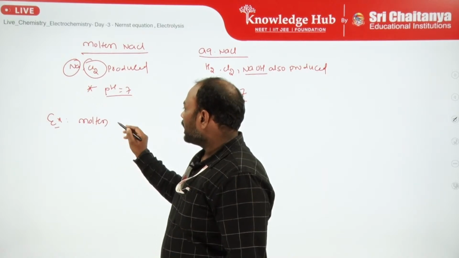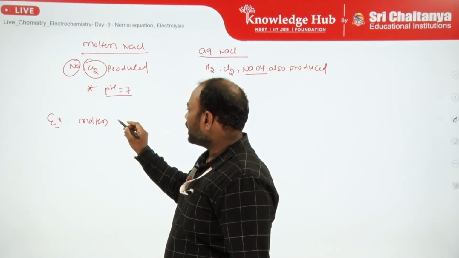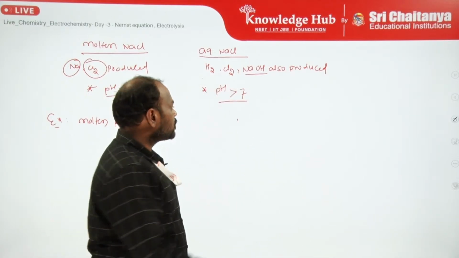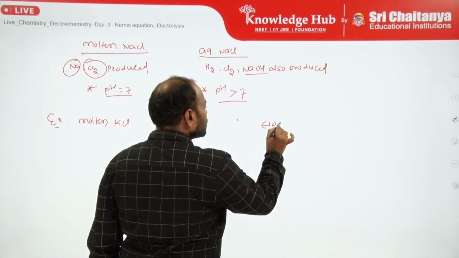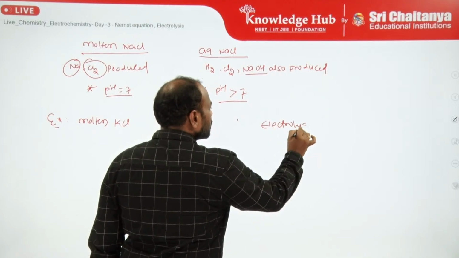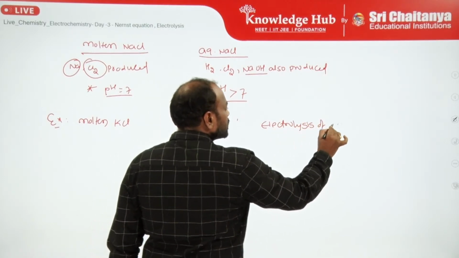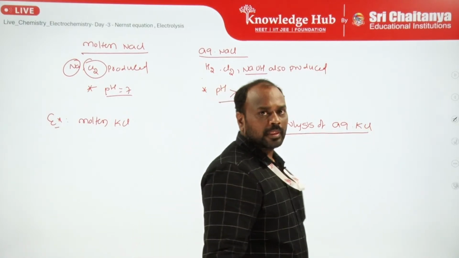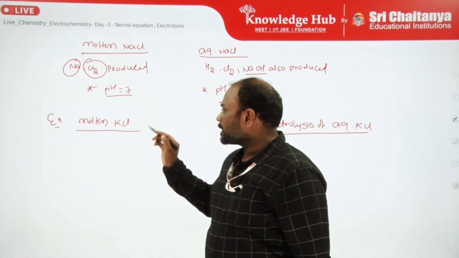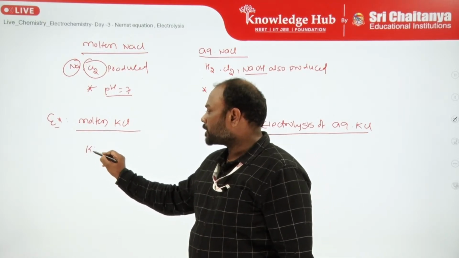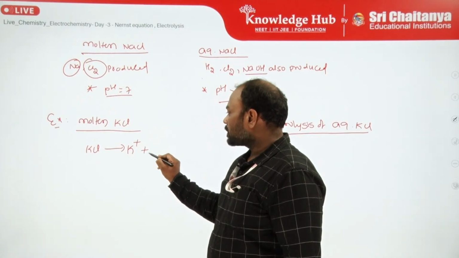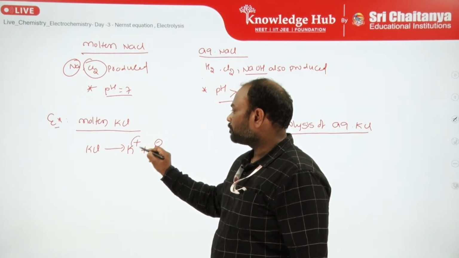Molten example: suppose you take potassium chloride. Here also, electrolysis of aqueous KCl. See, molten KCl means only potassium chloride is present. What do we get? K plus and Cl minus.